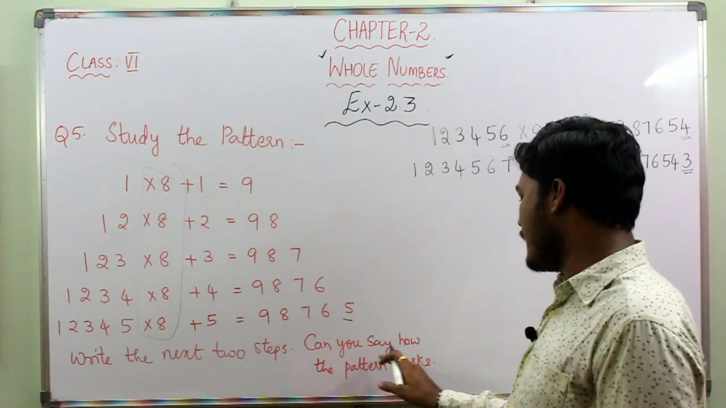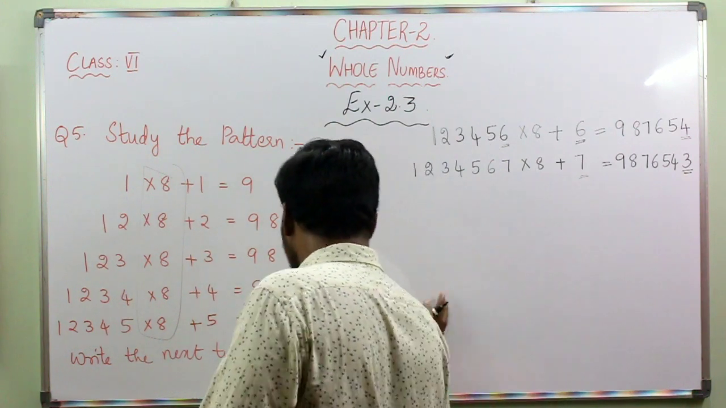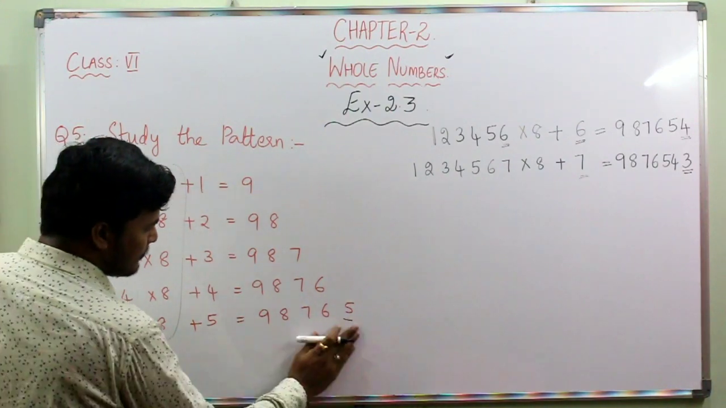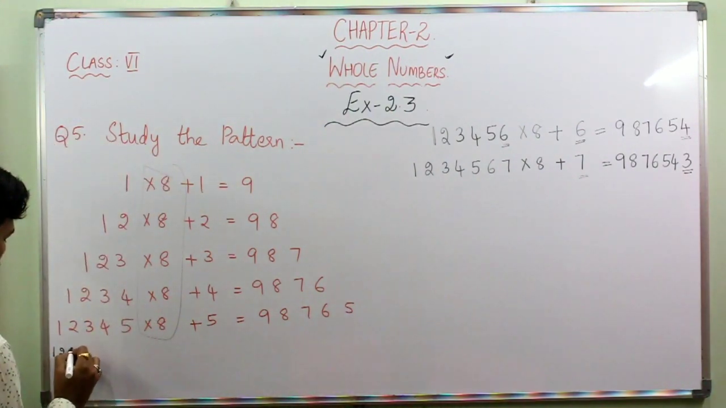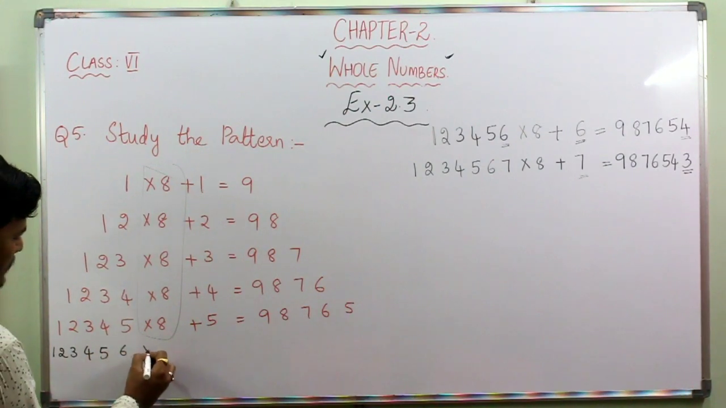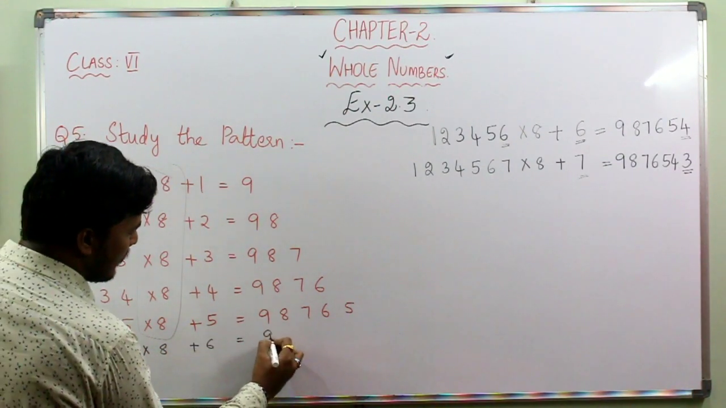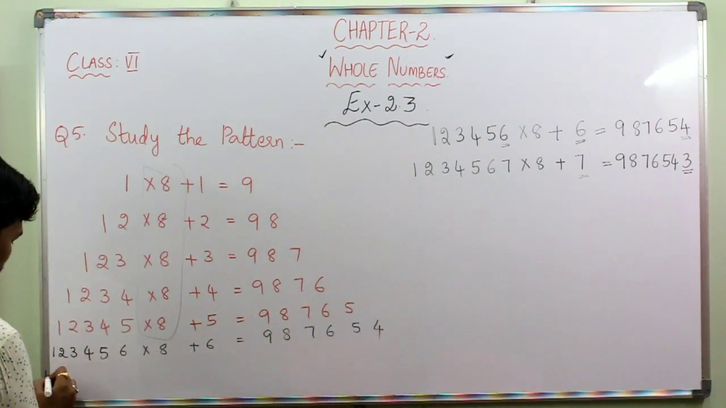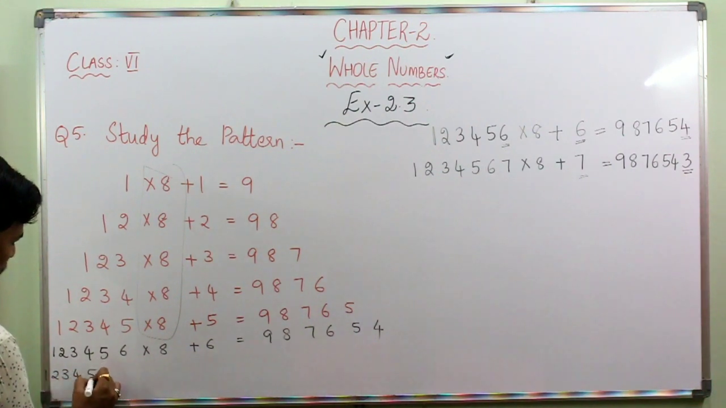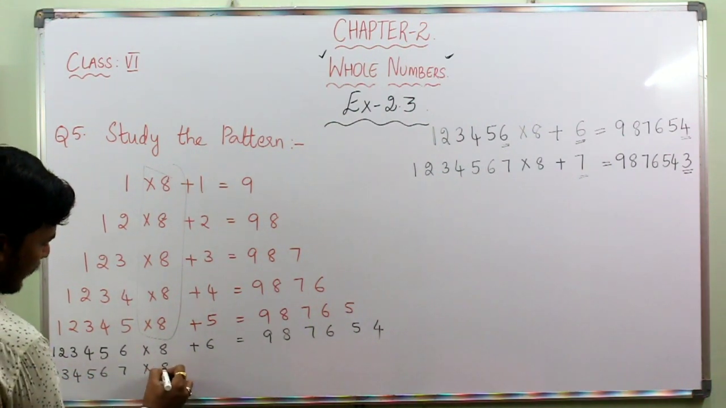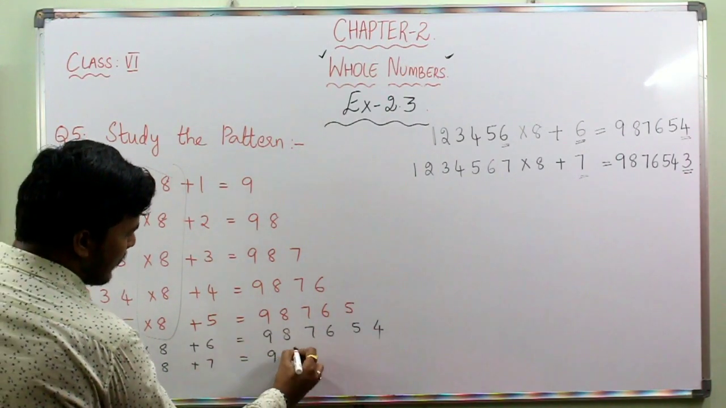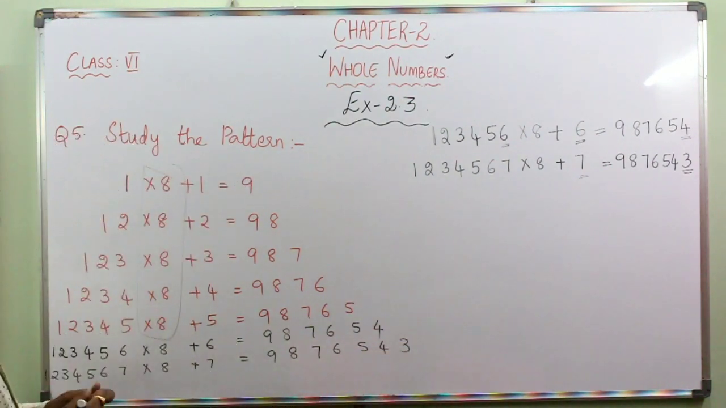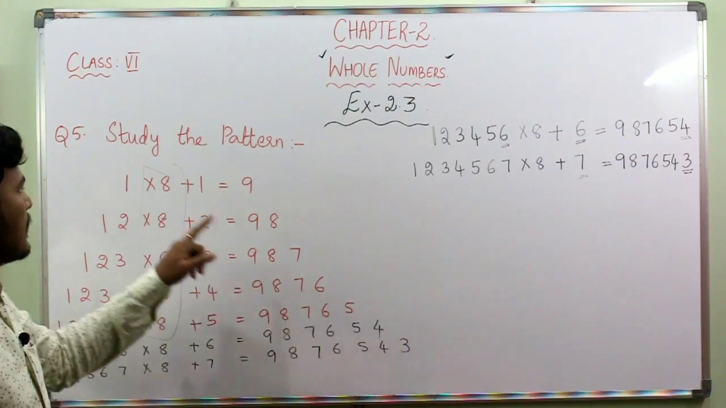And he is asking, can you say how the pattern works? So for that, let me write it here only under this. Then it will become, see here, 1, 2, 3, 4, 5, 6 into 8 plus 6 will become 9, 8, 7, 6, 5, 4, right? And one more step will be 1, 2, 3, 4, 5, 6, 7 into 8 plus 7 is equal to 9, 8, 7, 6, 5, 4, 3. So this is the pattern of this. Okay, this is like a triangle pyramid.